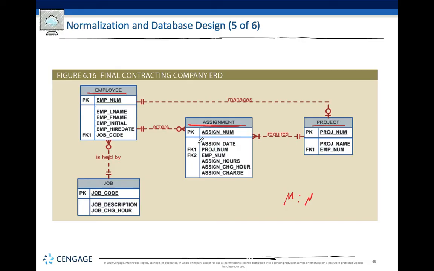The assignment table has assignment number as the primary key, and it has both the project number and the employee number as the foreign keys. So one employee can enter into zero to many assignments. A project can relate to one to many assignments. One assignment can be worked on by one and only one employee. One assignment can relate to one and only one project. Okay. So in other words, the assignment table defines what employees are working on what projects.